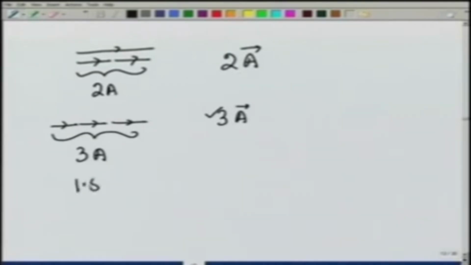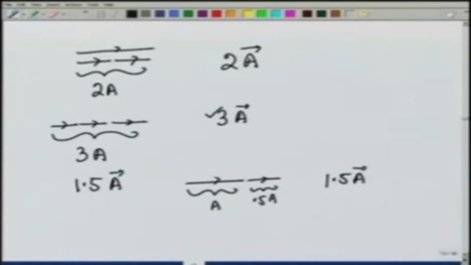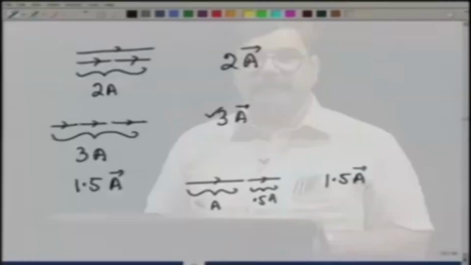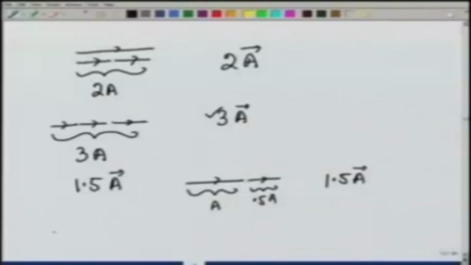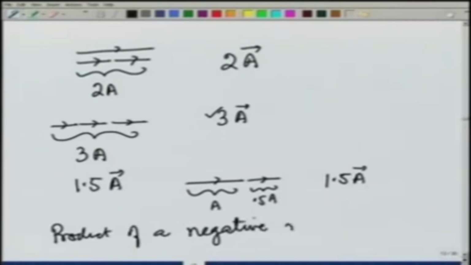How about 1.5A? 1.5A would be A plus half the magnitude, but in the same direction. So, this would be A, this would be 0.5A, and their addition gives me 1.5A. Can I multiply a vector by a negative number? The answer is yes. So, product of a negative number and a vector.